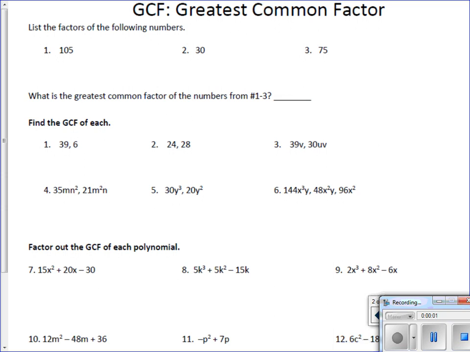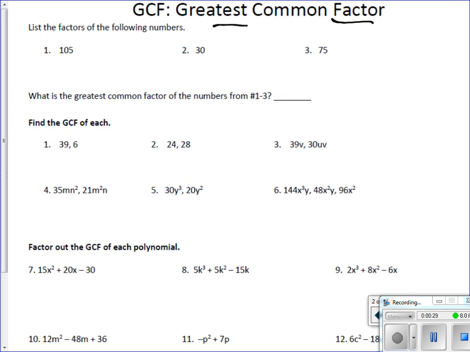From like 5th or 6th grade, but let's just focus on the factor part. Do y'all remember what factors are? Yeah, the two numbers that multiply together to create whatever that number is. So we're gonna kind of skip around. If you look at number 2, what are the factors of 30? 3 and 10, 5 and 6, 1 and 30.